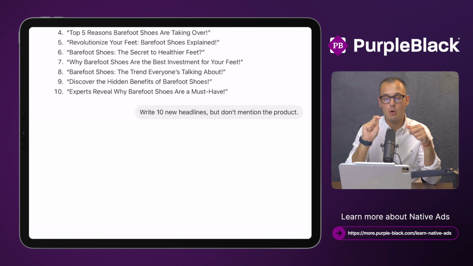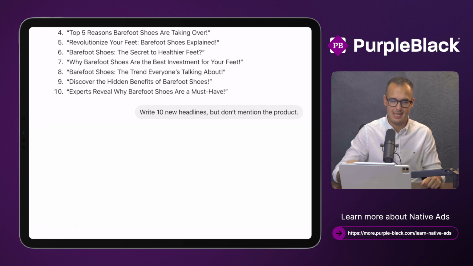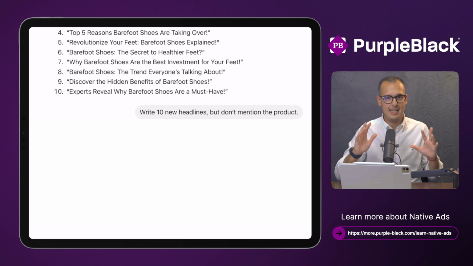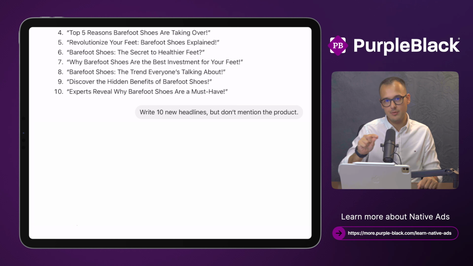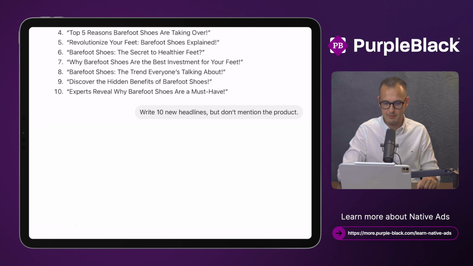Therefore, we usually also avoid to mention the product here in the headline already, because we want to catch their attention here. And then we want to convince them in the editorial. We want to tell them exactly the reason why it makes sense to buy our barefoot shoes instead of the other ones on Amazon because of A, B, C, D, then we can give them the reasons. But this is pretty important here to understand. So let's see what ChatGPT is giving us here.